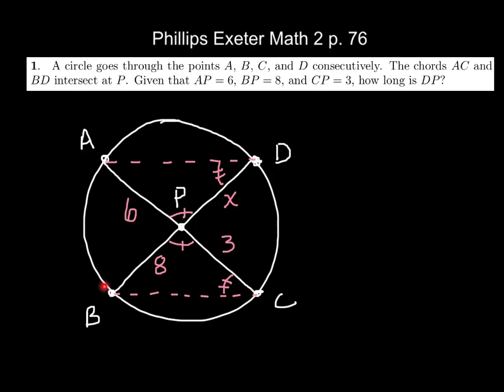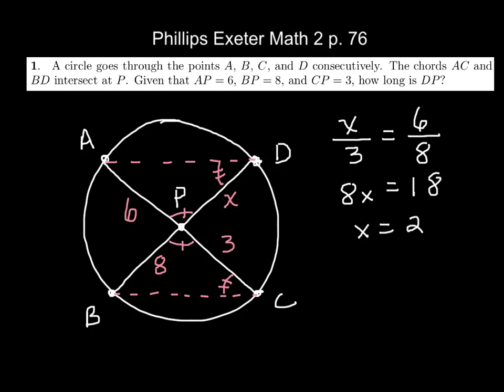So now we can use proportions to set up and solve for x. So we can go x over 3, because those are corresponding sides, equals what? 6 over 8. And then we can cross multiply and divide. 8x equals 18. So let's see, x equals 2 and 2.25. So 2 and 1/4.